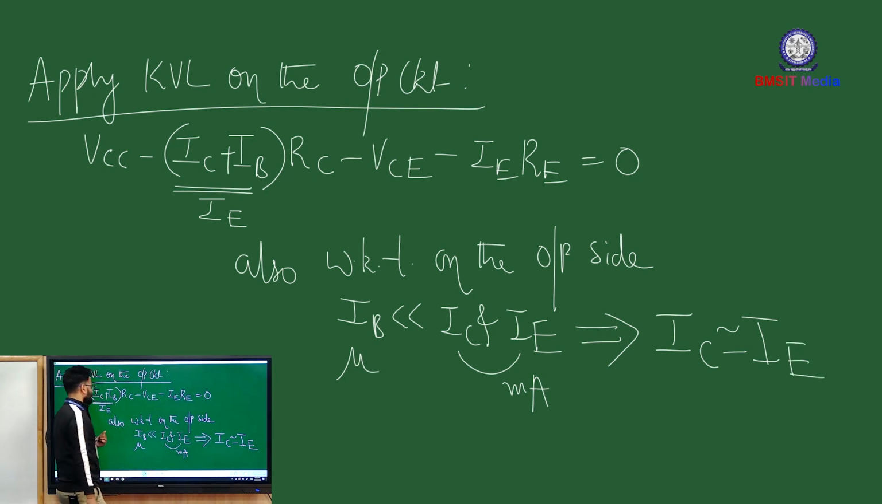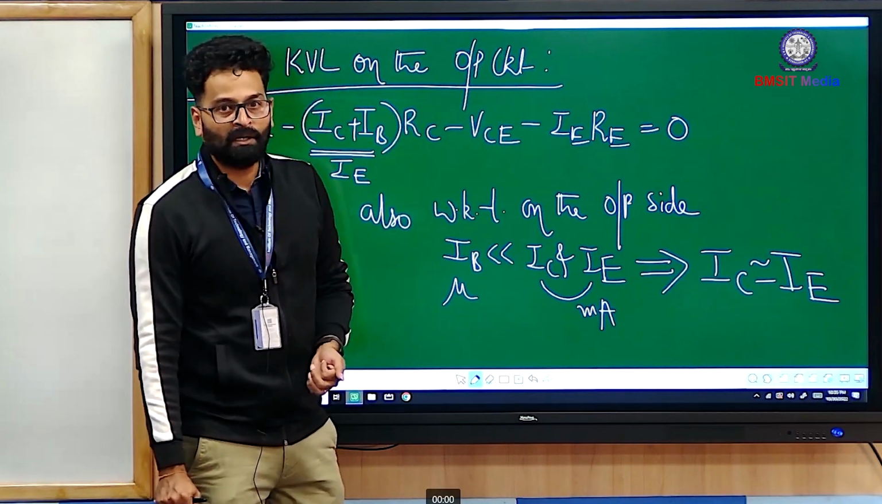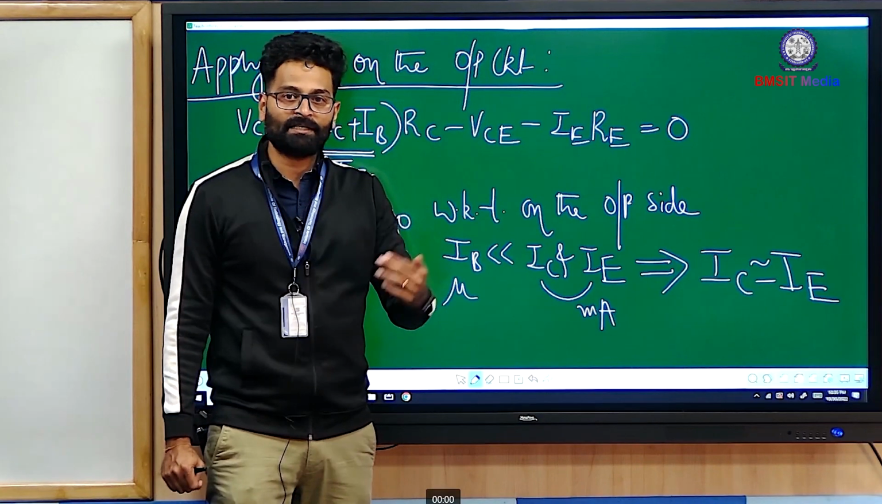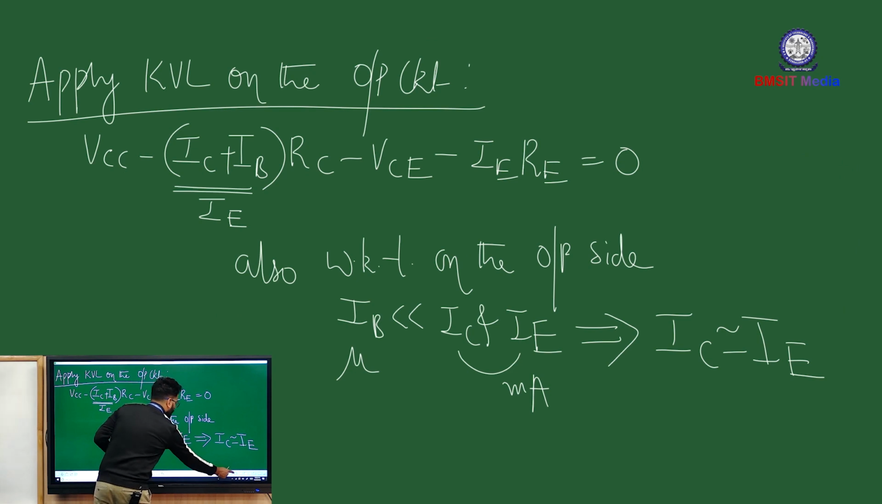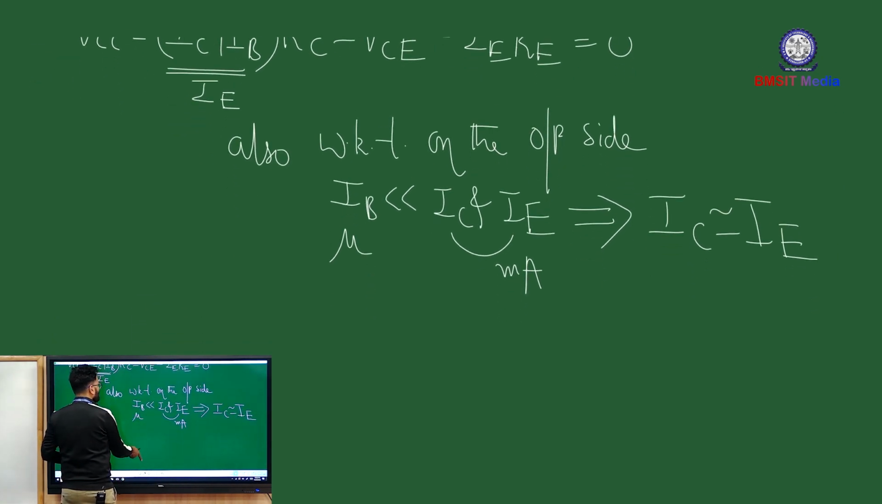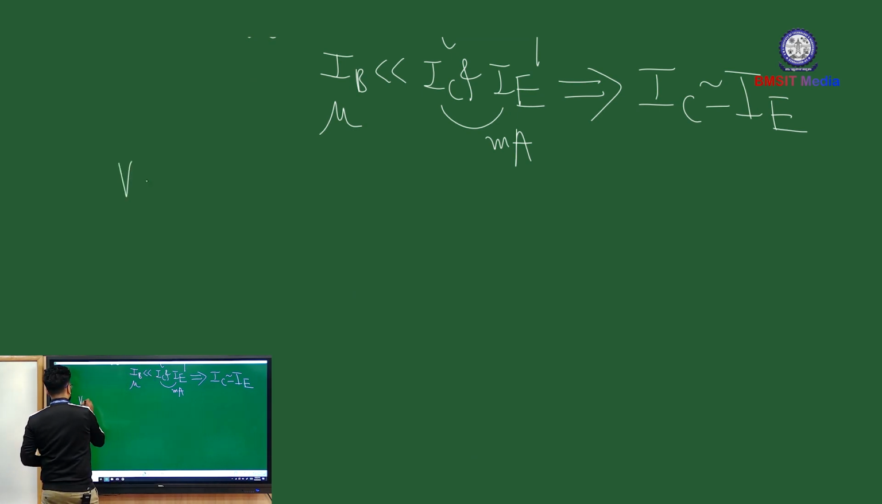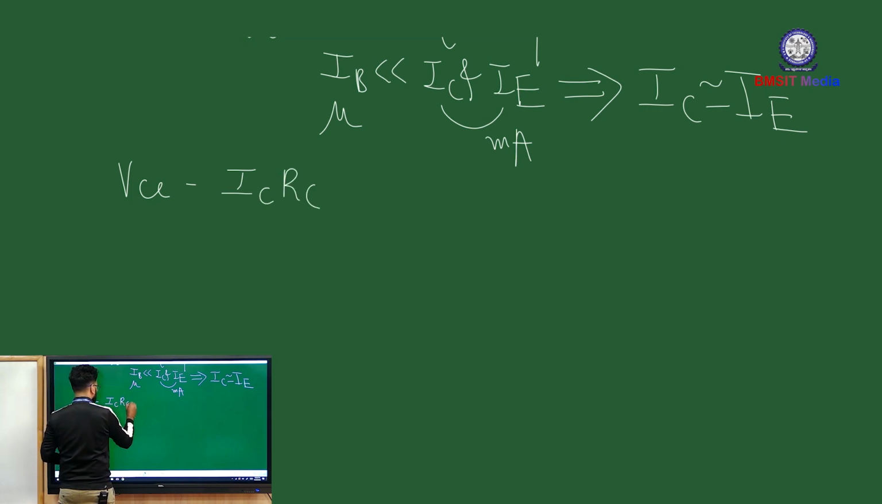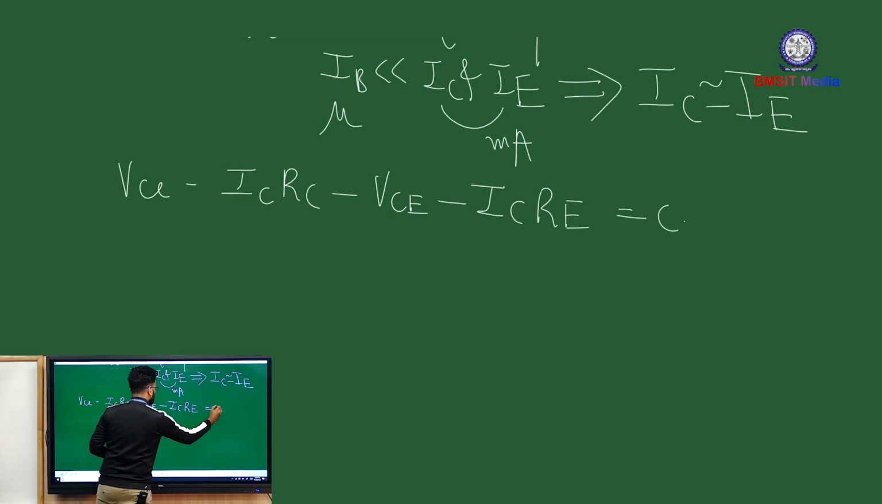So on the output side, we can avoid using emitter current because in common emitter mode, the output parameters are collector current and collector to emitter voltage. So instead of IE, you can substitute IC, right? So VCC minus IC into RC minus VCE minus IC into RE is equal to 0.